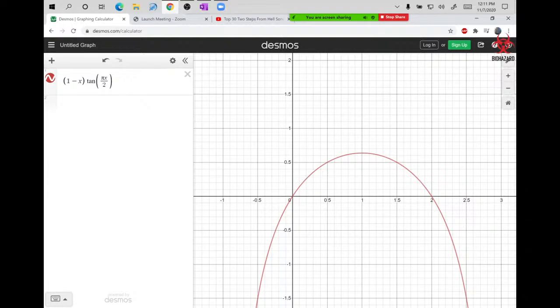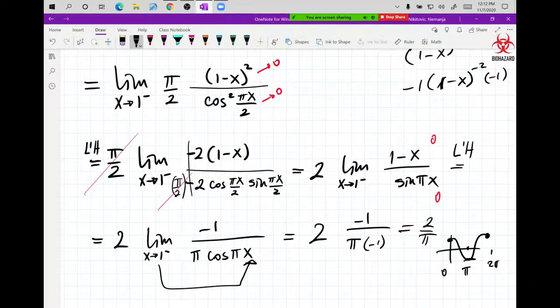Oh, this is not pi over 2. It's not pi over 2 is 1.577. That's all the way up. This is 0.6, let's say 0.63. So this better work out to be approximately 0.63 or something like that. So 2 divided by pi. Yep, 0.6366. Good. Okay, so it's 2 over pi.